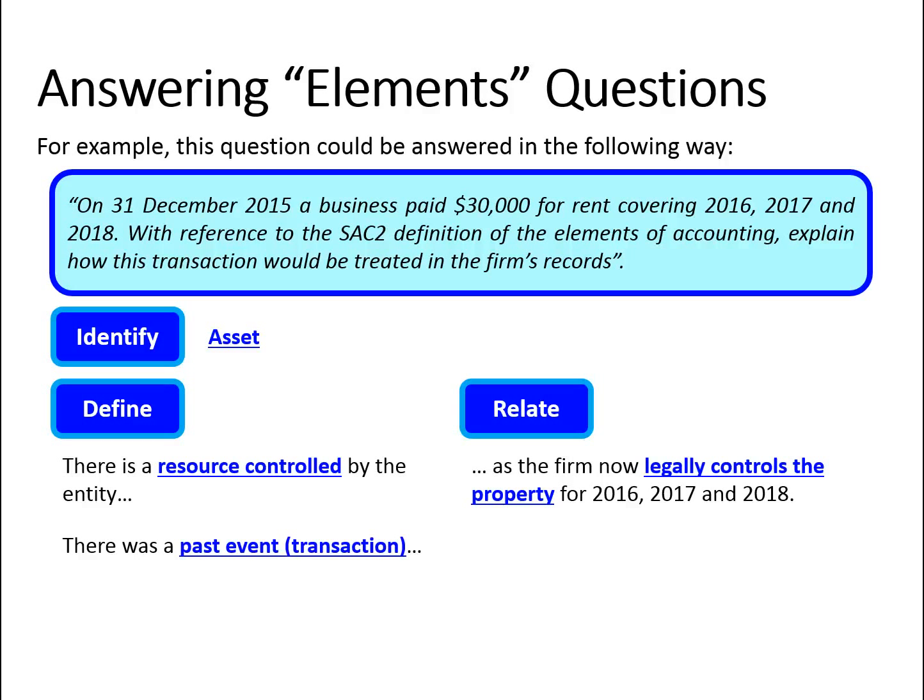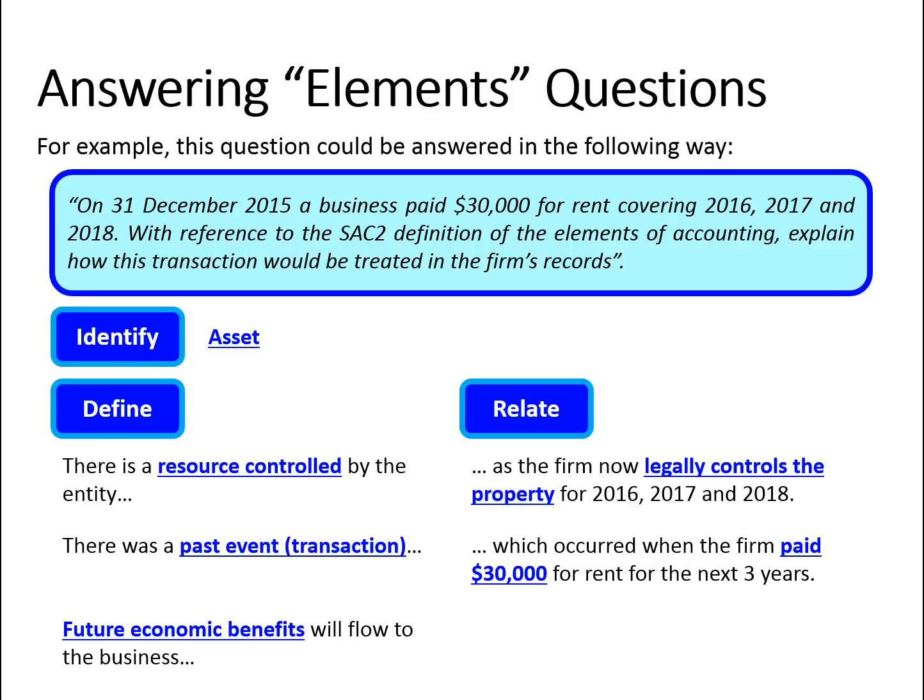The second criteria of an asset is there was a past event or transaction. In this case, this occurred when the firm paid $30,000 for rent for the next 3 years. And lastly, the asset must provide future economic benefits which will flow to the business. In this case, that will be the firm being able to occupy the premises for 3 years.